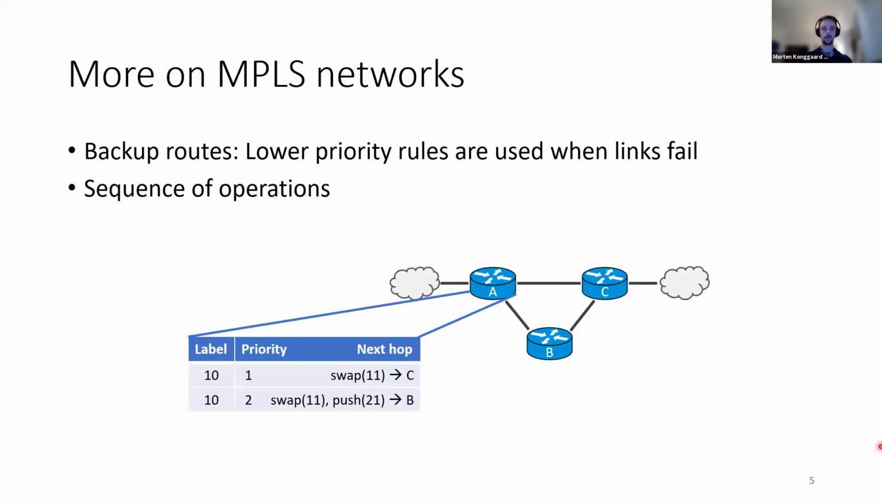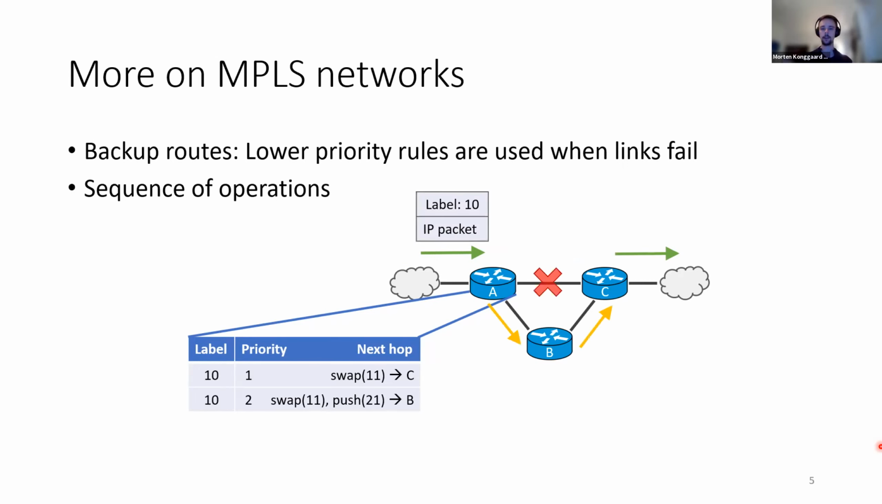So first, a few more details on MPLS networks. As we saw before, a packet that arrives to the router will normally take this path, for example, where we swap to another label and forward it through this path.